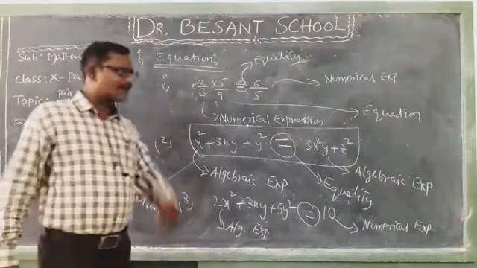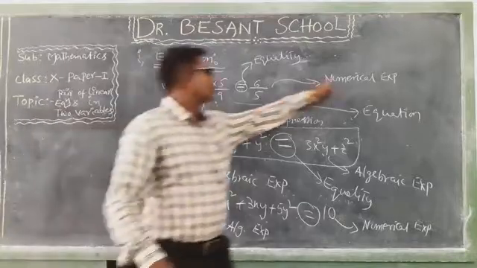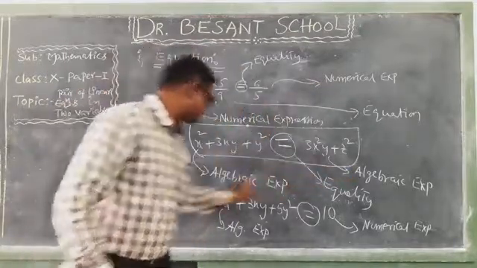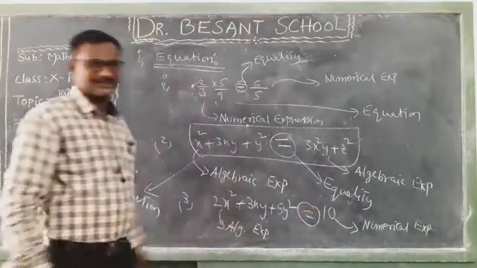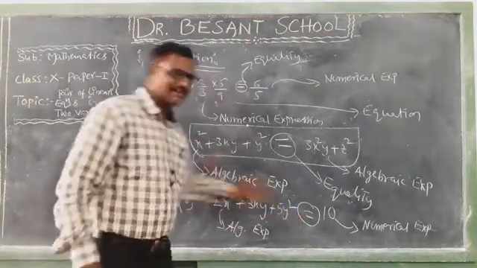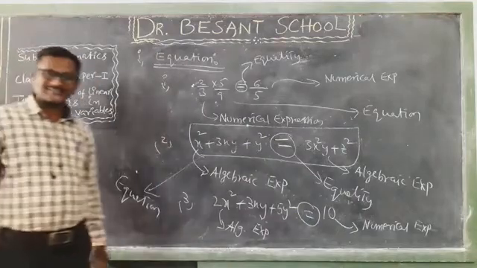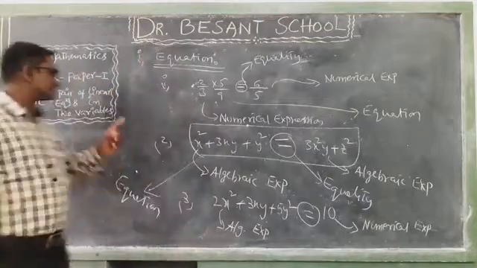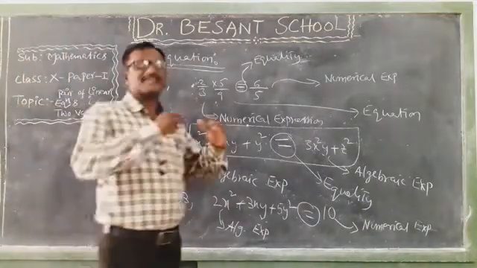If you follow all these three examples, we conclude that any two numerical expressions, or any two algebraic expressions, or one algebraic expression and one numerical expression, combined with the connectivity equality, the overall sentence is called an equation. Okay, children? This is the first definition in this chapter, pair of linear equations in two variables. So first we have to know what an equation is.